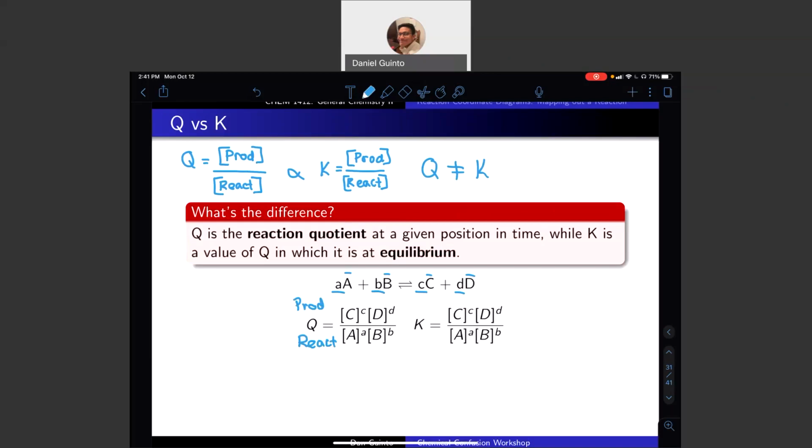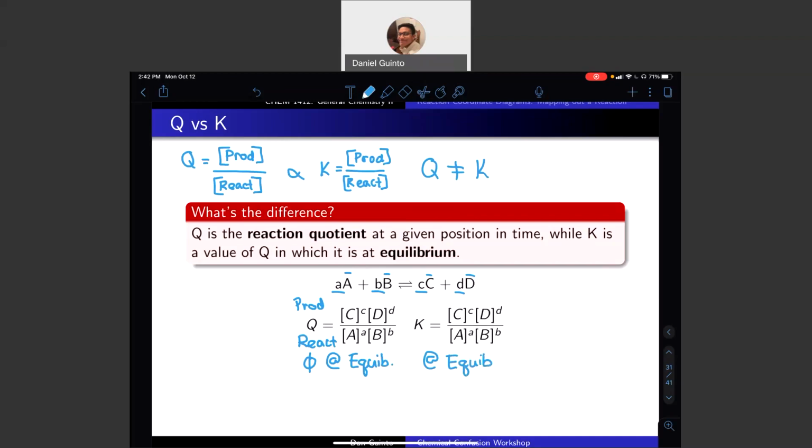So remember, Q is when you're not at equilibrium. So again, it's not specifically whenever it's a given position in time. Q is your reaction quotient. It's a position in time when a reaction is occurring, while K is a value of Q in which it is at equilibrium. So when we talk about K, it's at equilibrium.